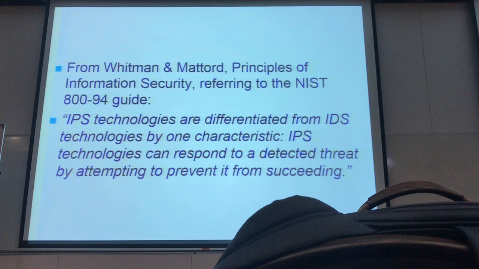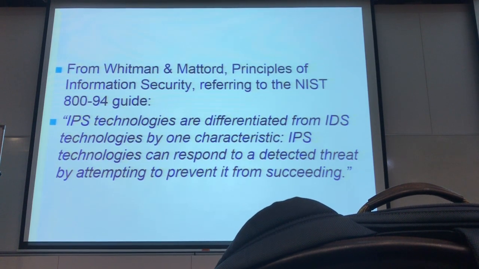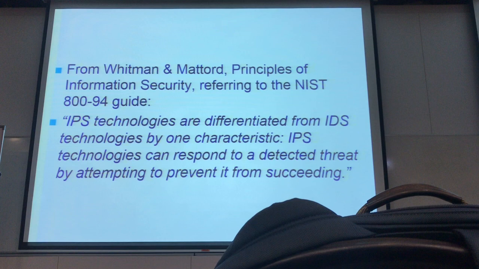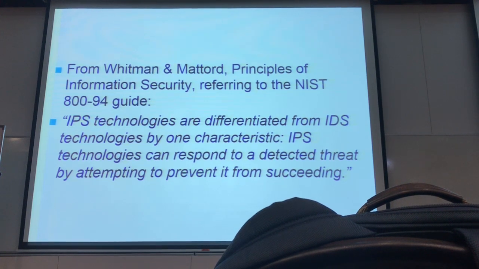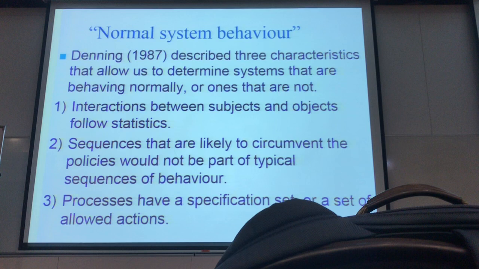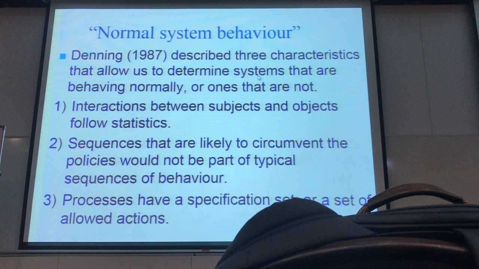So this is some other definition from the list referring to intrusion detection and intrusion prevention. Why can we use a statistical method to do intrusion detection? Because Denning, one of the people we looked at in different topics, describes three characteristics that allow the system to determine whether the user behavior is normal or abnormal. So there are three characteristics which define the so-called normal system behavior.